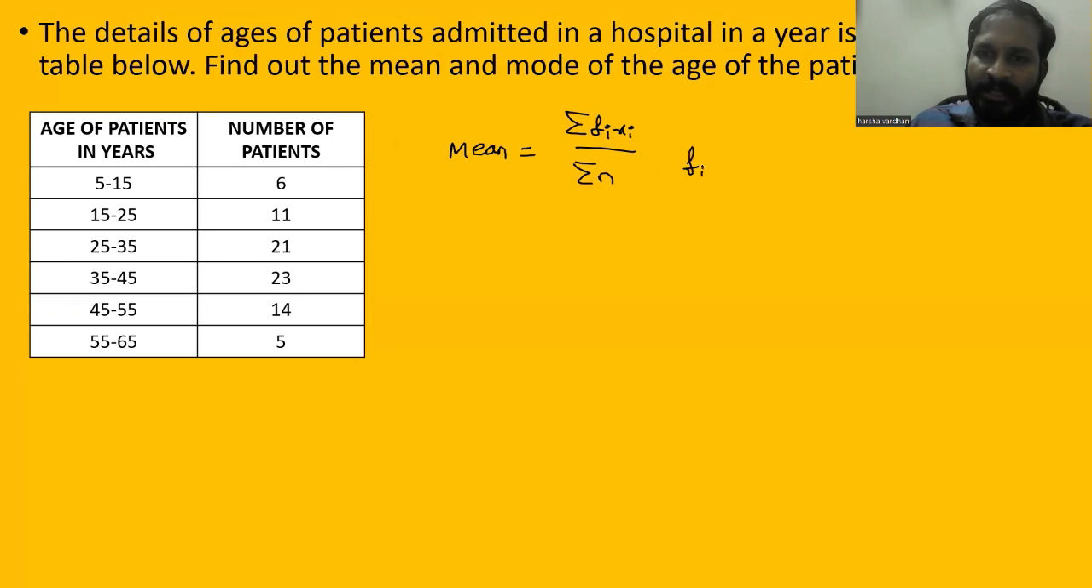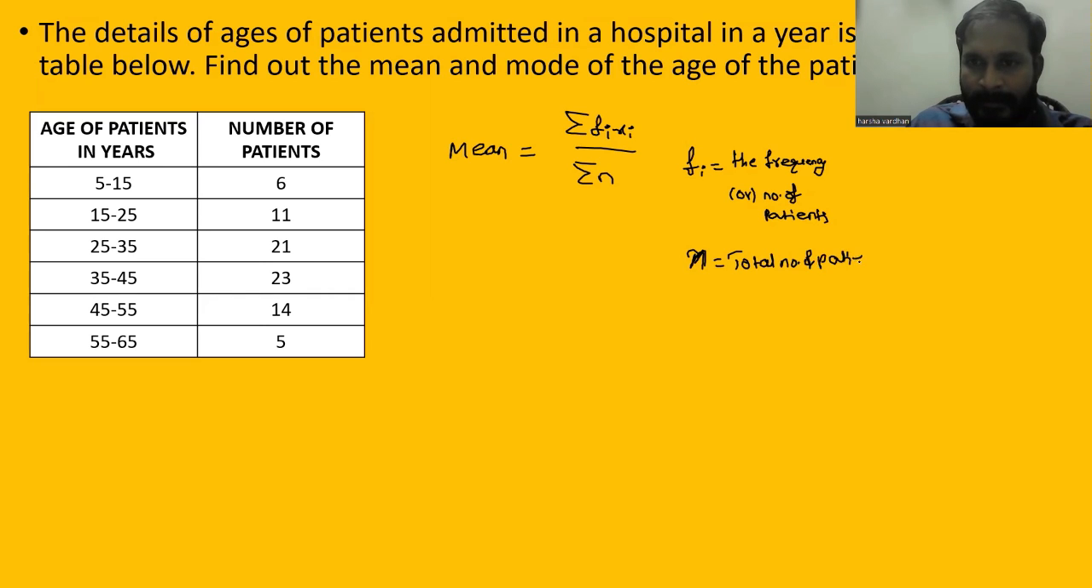So you need to write this formula. Here fi is the frequency, or number of patients. N is the total number of patients. And xi is the class interval mean.